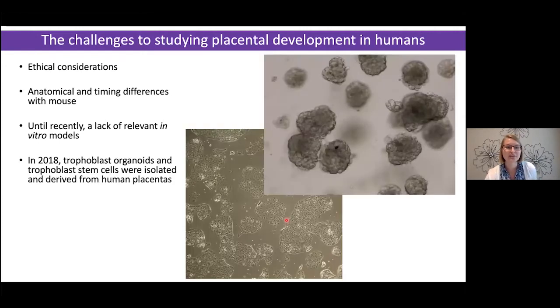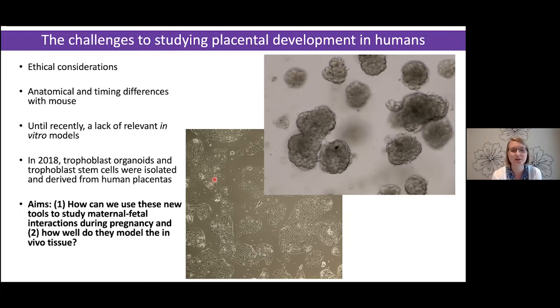However, in 2018, two separate models were developed and established. So trophoblast organoids, which were developed by Margherita Turco, and they are three-dimensional structures that represent the placenta. And then there was another two-dimensional model, so trophoblast stem cells developed by Okae and colleagues, and these can differentiate into the different cell types of the placenta. And so the aim of my project was really to use these models and see how we can study the maternal-fetal interface during pregnancy, and also how well do these models represent the in vivo tissue, so how it would look really during normal pregnancy.